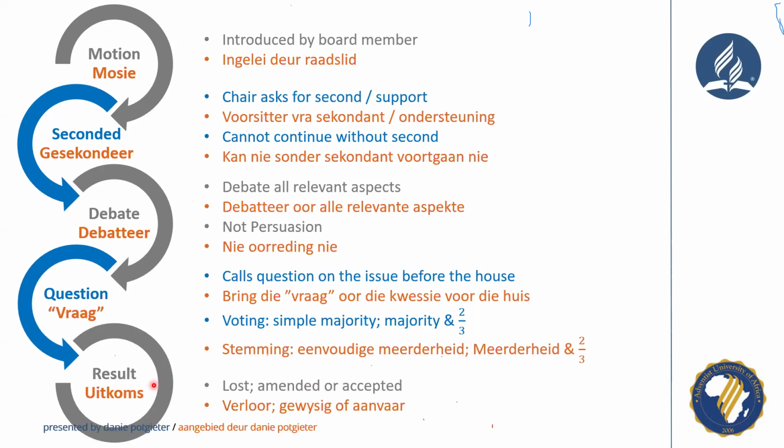And then the result: the motion can be lost if more people vote against than for the motion. It can be amended or accepted with amendment, or just plain accepted when more people vote for the motion than those against it. And that's just a summary of the process. Also, I think we'll call it a day here as far as this presentation.